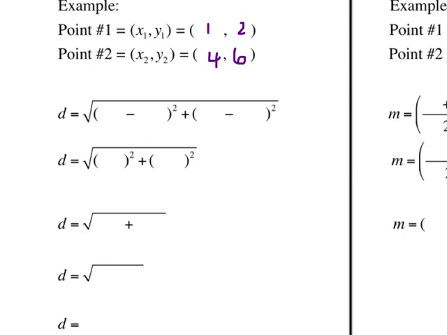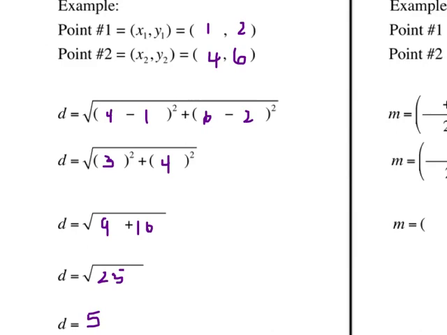We want the difference in our x values first, so it's x2 minus x1. That will be 4 minus 1 quantity squared, plus the difference in our y values, y2 is 6 minus 2 quantity squared. 4 minus 1 is 3, and 6 minus 2 is 4. So 3 squared is 9, 4 squared is 16, and 9 plus 16 is 25. Then we take the square root of that. The square root of 25 is 5. So the distance between those 2 points is 5.